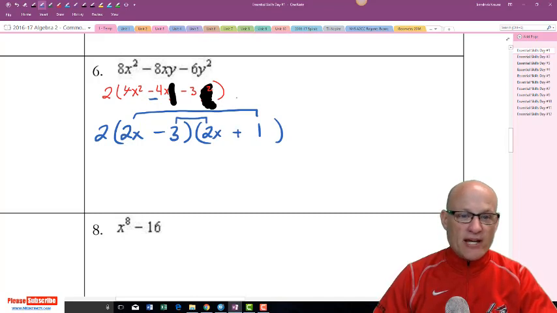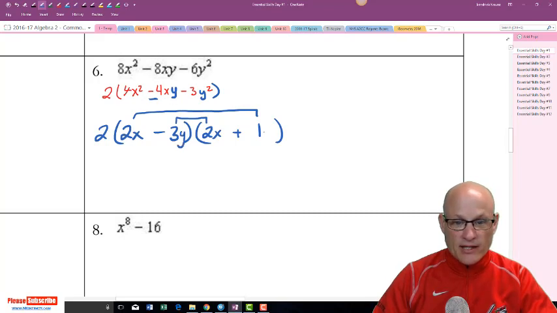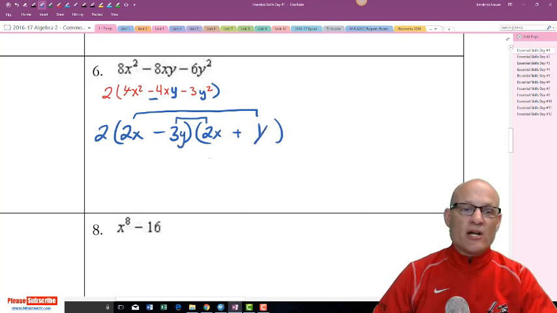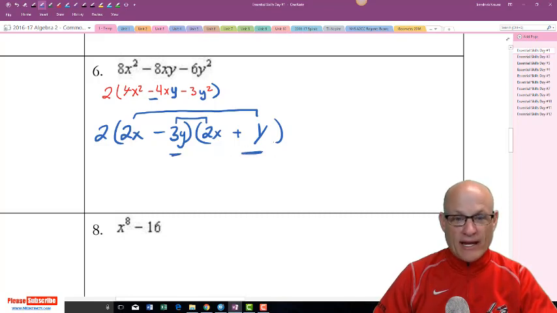Now the problem is you can't ignore the fact that there was in fact a y there. You've got to put that y back in, right? So instead of it just being 3, it's 3y and 1y. And notice, doesn't this multiply to negative 3y squared? And that would be negative 6xy and positive 2xy. So there you go.